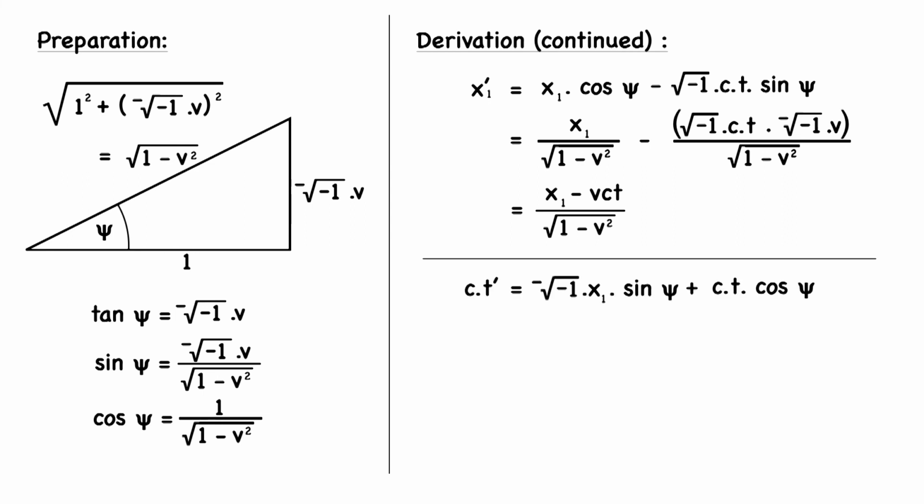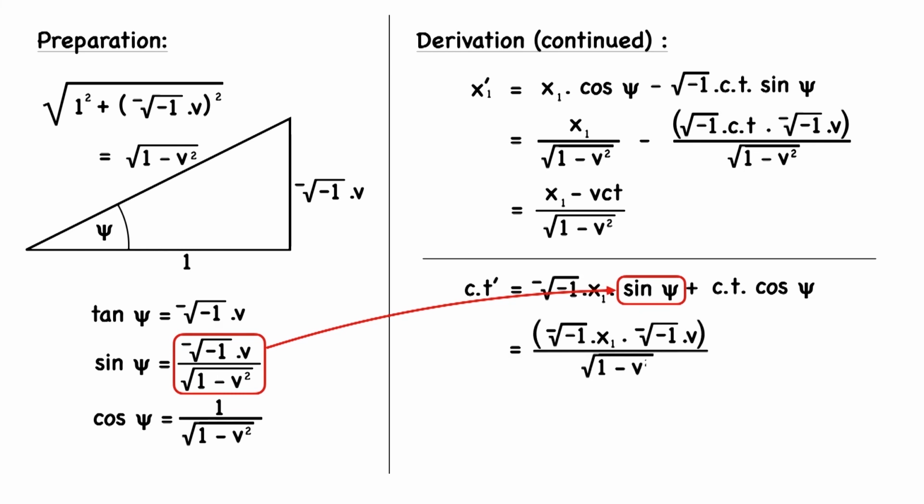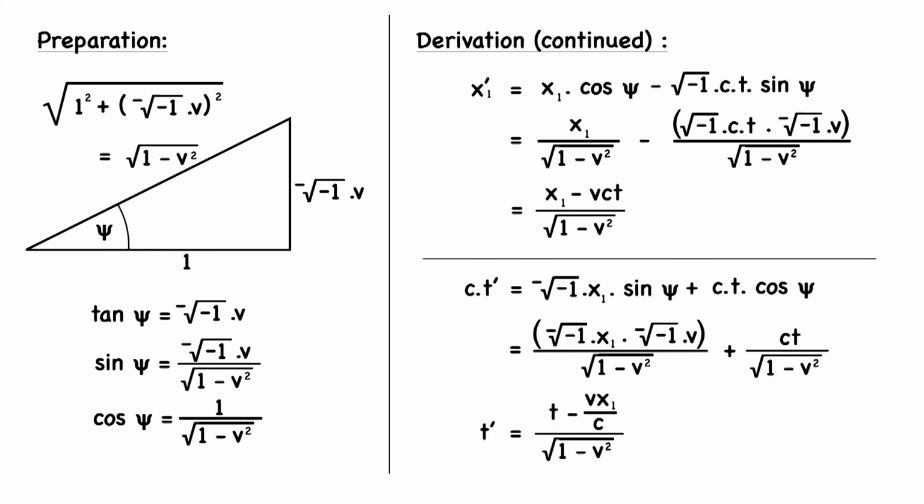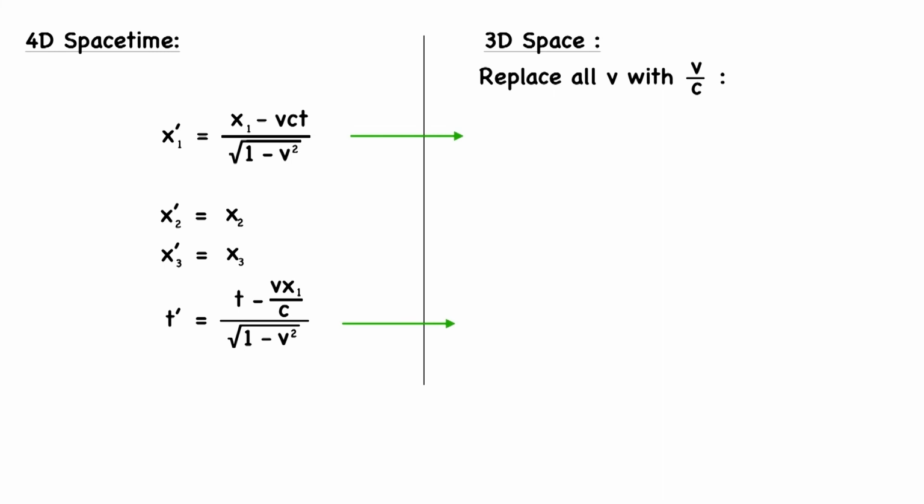Once again, I'll replace this sine term like so, and similarly this cosine term like so. Now, using the same simplification as above, I can produce a new equation for t' like this. So, our transformation defined as a rotation through angle psi in the x1, x4 plane is now looking much more like a Lorentz transformation. In fact, all we need to do now is convert the v's to 3D form.